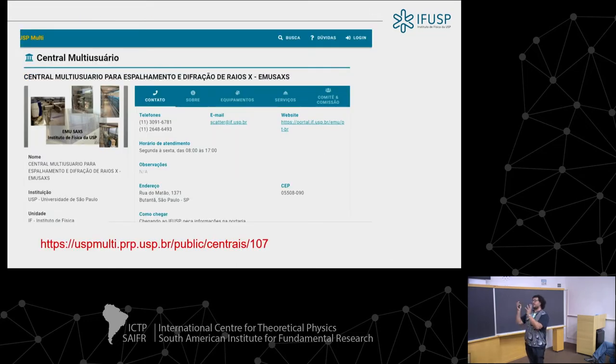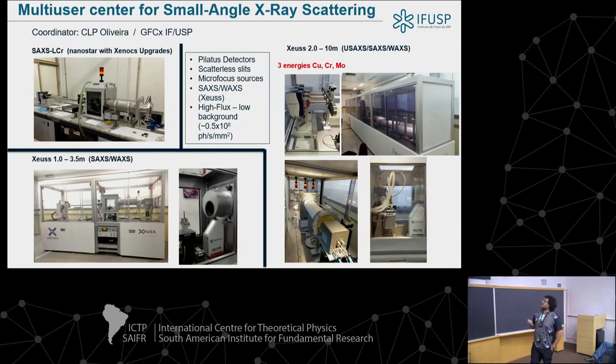This machine, or this center, is also registered in the USP Multi, which is a center also for multi-user facilities. And these are some pictures of the three instruments. In all cases, we have photon 2D pixel detectors, which allow really photon counting.